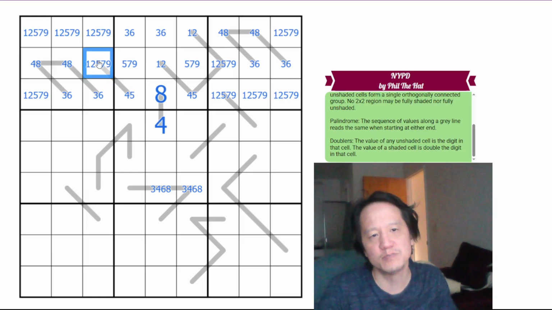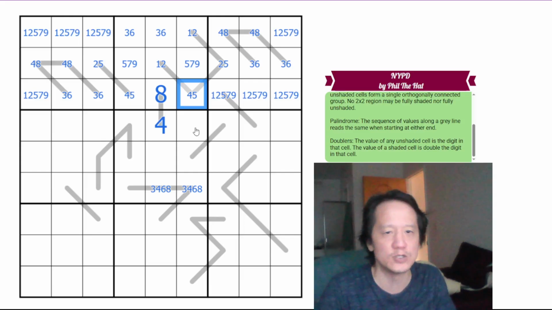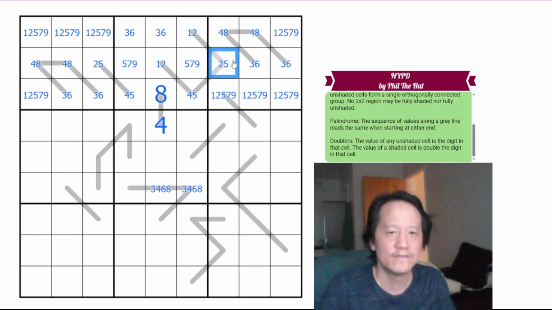That means this must be 2 and 5 to have the same value as the 4 and 5, right? 5 doubled would be 10. 5 halved would be 2.5. So this has to be with 5 if that's the case. 4 could be halved to 2. So this is 2, 5, 2, 5, which means this can't be 2. This is 1. This is 2.